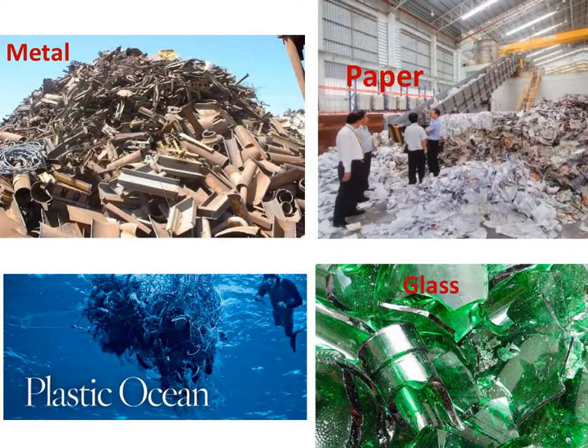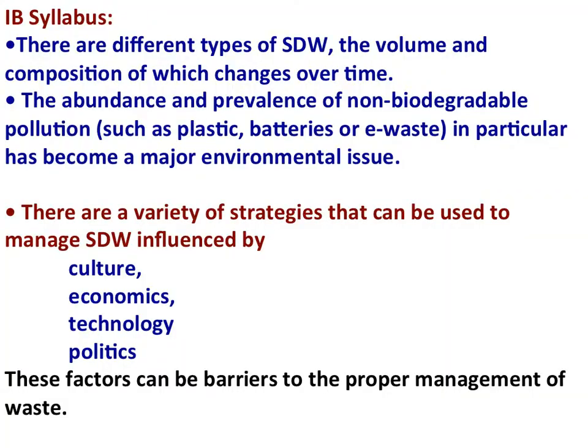Solid domestic waste is a huge issue worldwide because, with the exception of food and other organic matter such as yard waste, most of our solid domestic waste is not biodegradable. There are different types of solid domestic waste, the volume and composition of which changes over time. The abundance and prevalence of non-biodegradable pollution, plastic, batteries, or e-waste in particular, has become a major environmental issue.